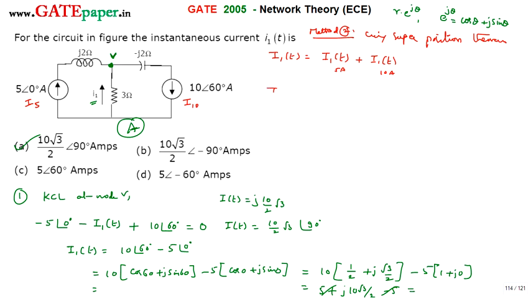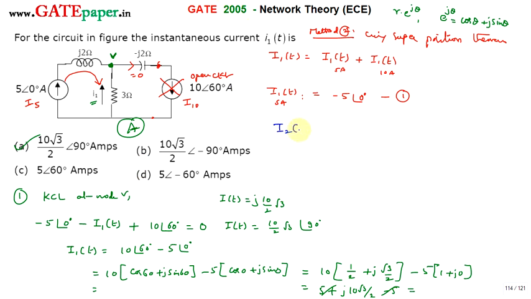First we will calculate I1 of t when 5 amperes is applied. The other source, the current source, gets open circuited, which means no current is coming in this way. The current coming from this one is 0. So simply the current flows in this direction. I1 and this 5 amperes are the same but flowing in opposite directions. So you can write I1 of t is equal to minus 5 of 0 degrees. This is the first equation.